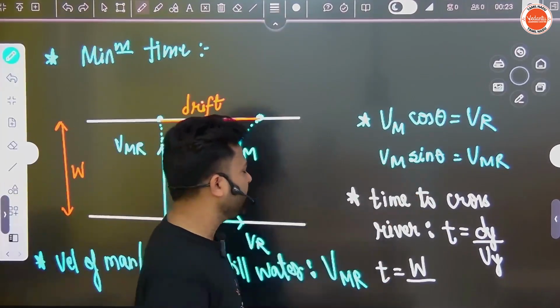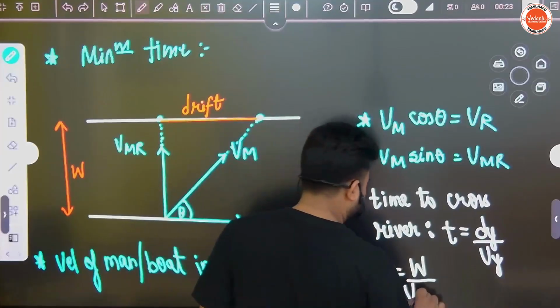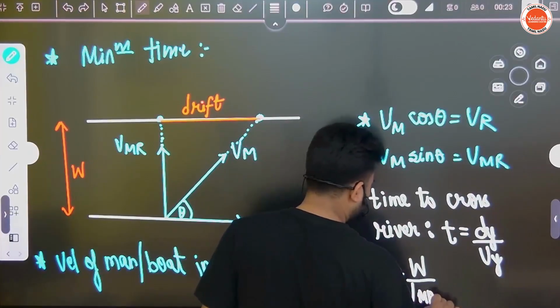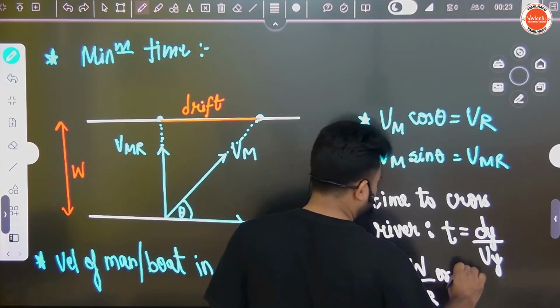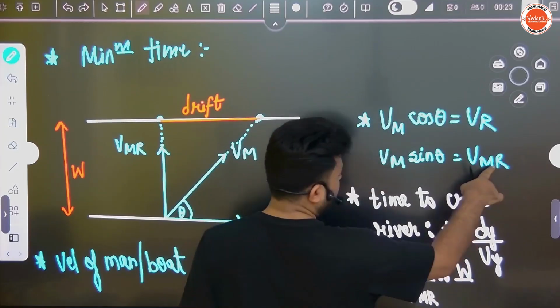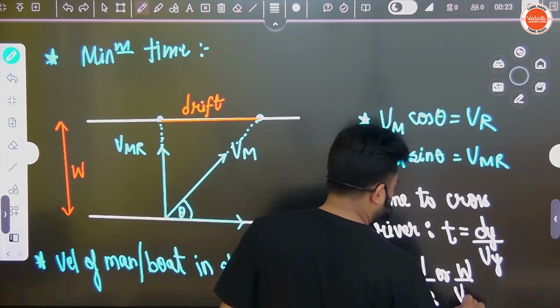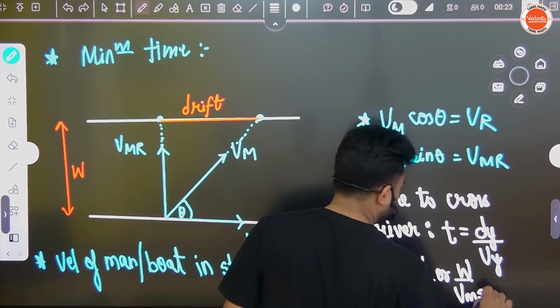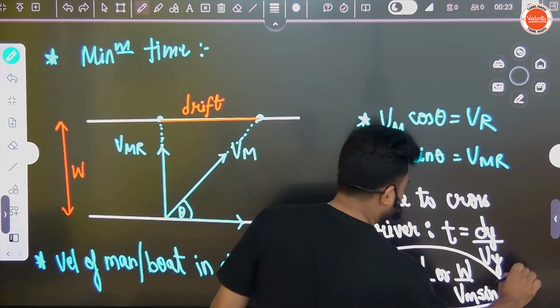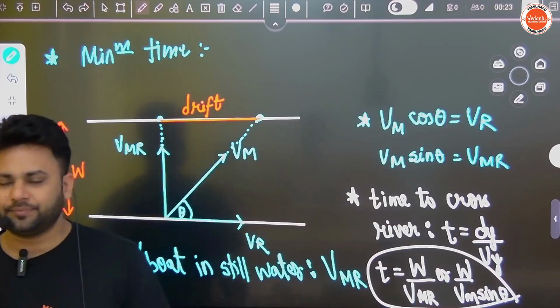VMR, or W divided by Vm sin theta. So you write VMR or W divided by Vm sin theta. This question they ask: how much time it will take to cross the river.